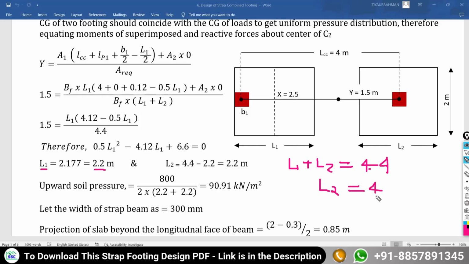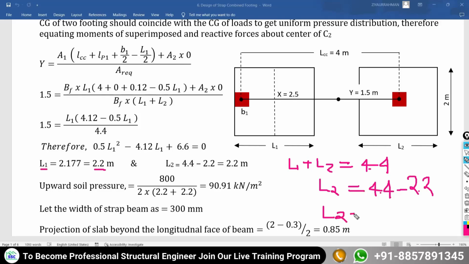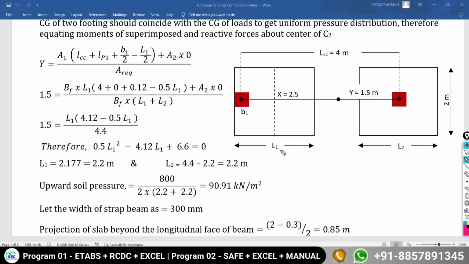So that is going to become 4.4 minus 2.2. So finally you are getting the L2 value again as 2.2 meter. So the value of L1 is 2.2 meter. The value for L2 is again 2.2 meter. So both of the footings have the same span of 2.2 meter.